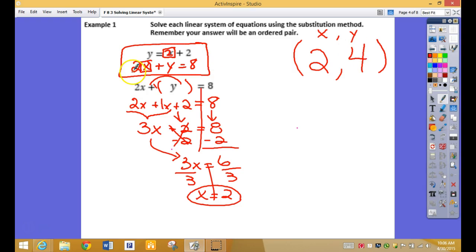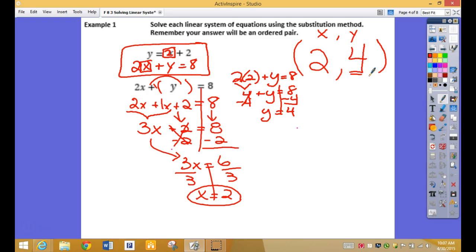Let's see if it works here. If I put 2 in here, is 2 times 2 is, oh, whoops, my bad. Yeah, I'll rewrite it over here. I'm going to put 2 in here. So 2 times 2 plus y equals 8. What is this? 4 plus y equals 8. And then what? We would subtract 4. y equals what? 4. Did it work out again there? It did.